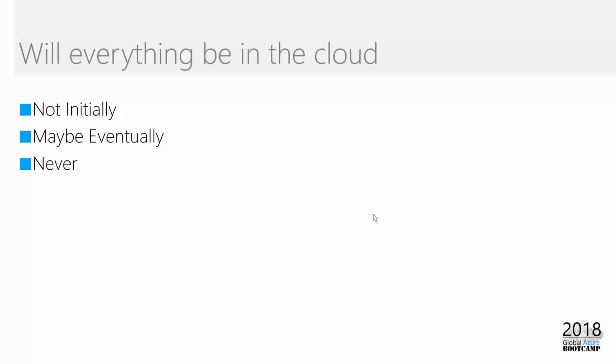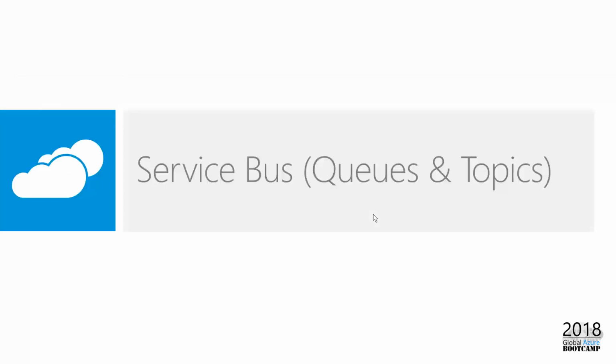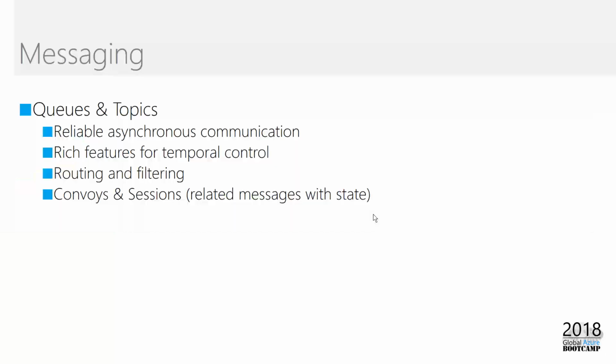What we're going to start with is Service Bus. And the reason I decided to start with Service Bus is it's kind of the glue that holds a lot of these pieces together. It's the tool that we can use to basically do asynchronous communications. So if I need to get something from on-premises to the cloud, or from the cloud to on-premises, I can use Service Bus to do that.